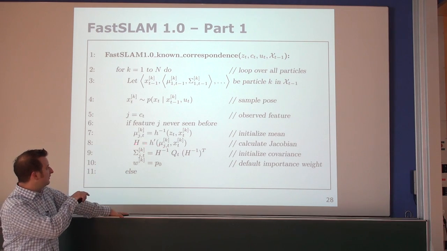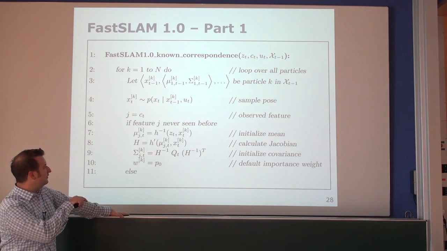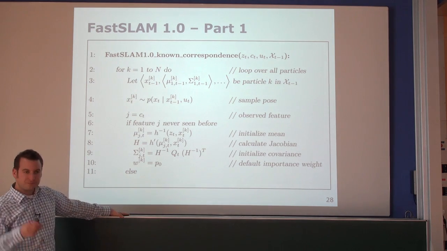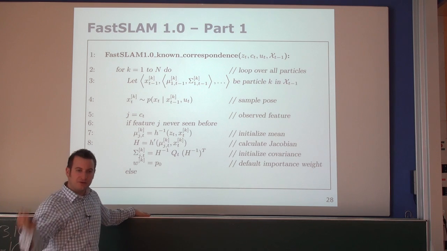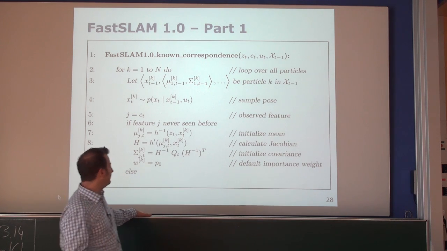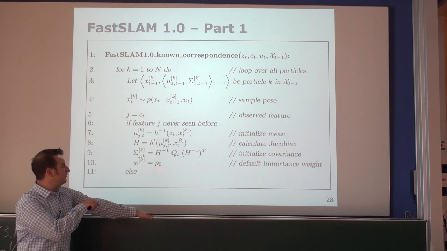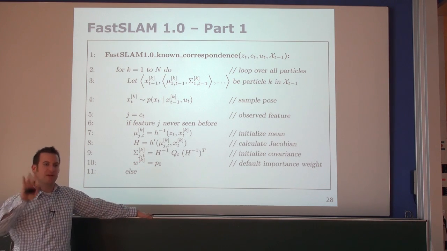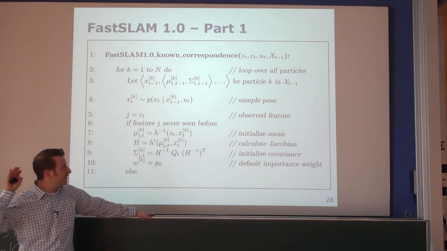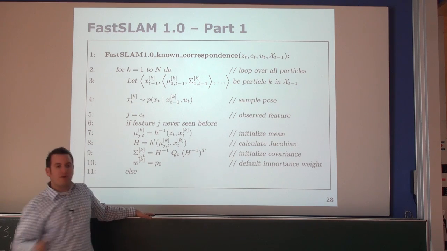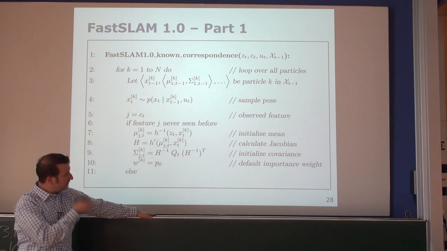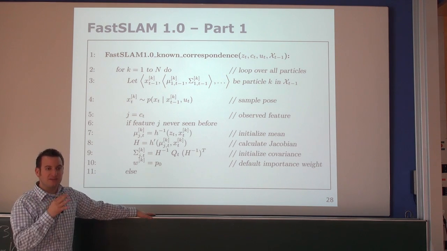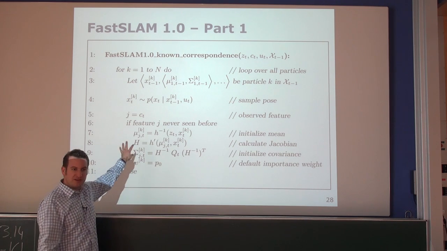I compute the Jacobian, I compute its initial uncertainty, taking into account how certain I am about my observation, and the Jacobian, and I have a default importance weight, a standard value, because otherwise it would be undefined. For this sample, it's of course regarded as a new landmark. So just initialize the landmark. This was just the initialization case.